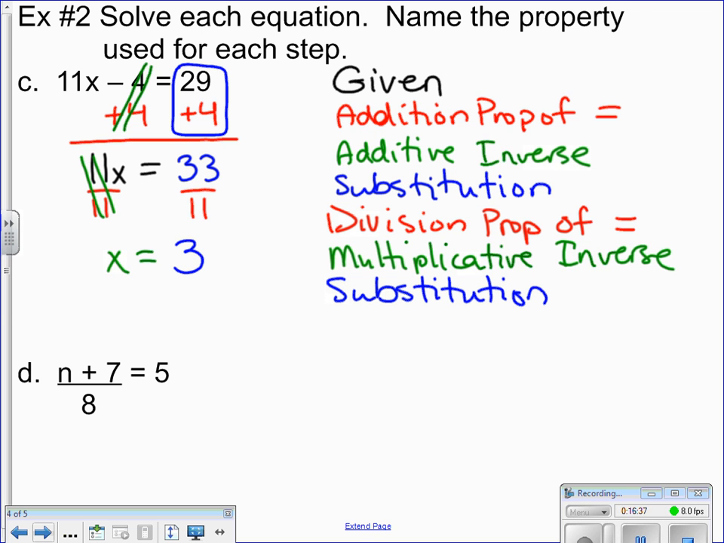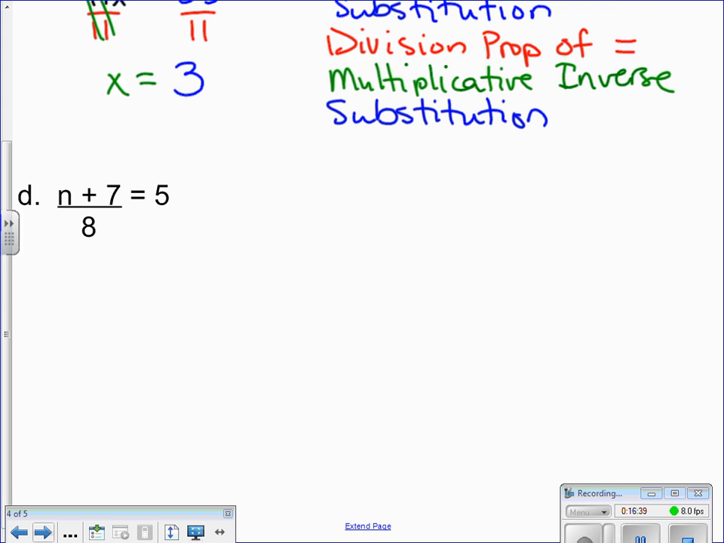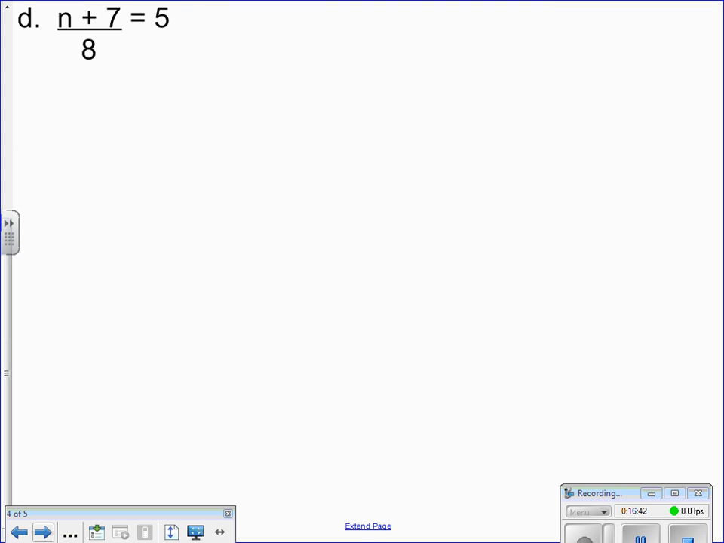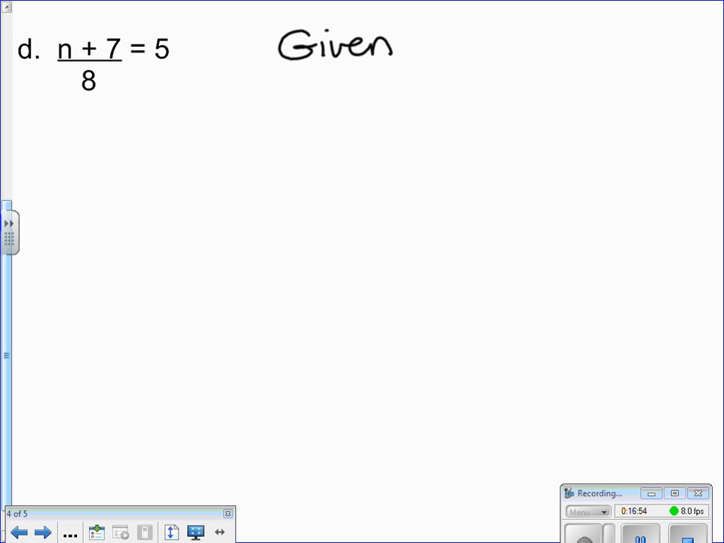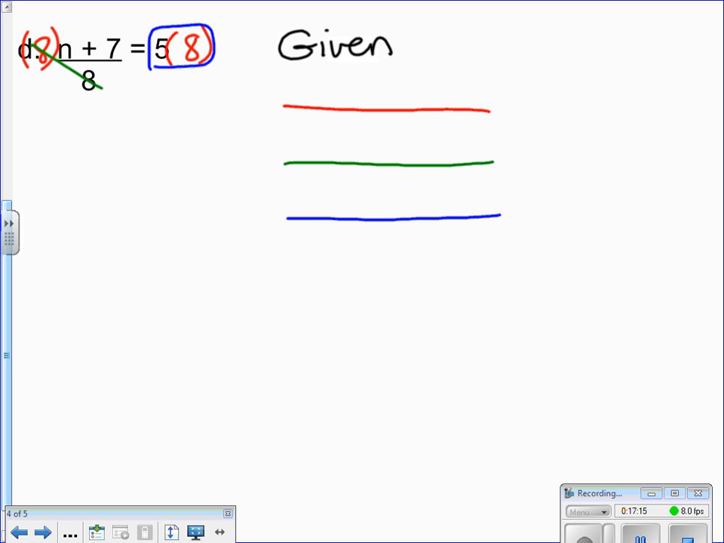All right, I only got time for one more. So here's the last one. Go ahead, pause, see if you can do it yourself. Don't forget to start with your given. Multiply by 8. That's going to be a property. Crossing out the 8's. That's going to be a property. Multiplying these two together. That's going to be a property. If you still don't get it, try to fill those in.